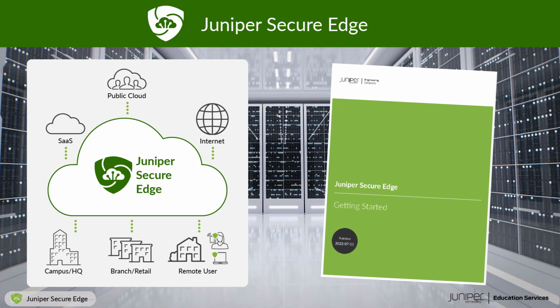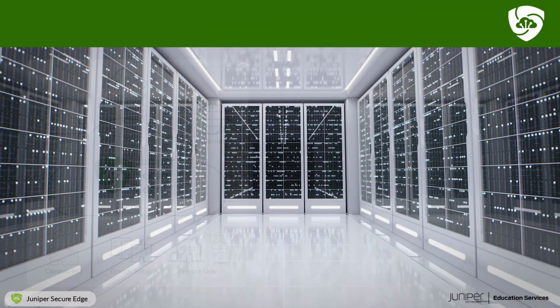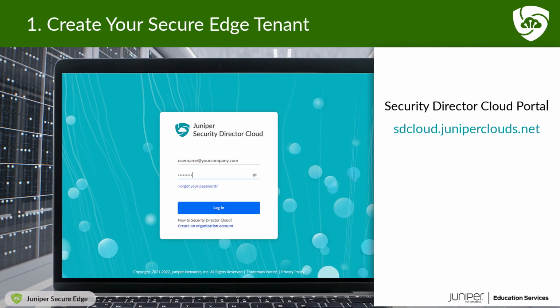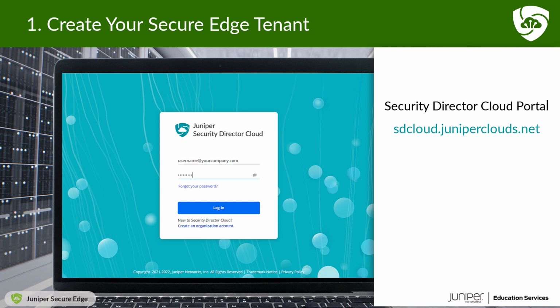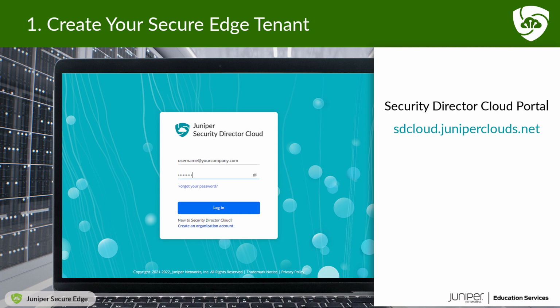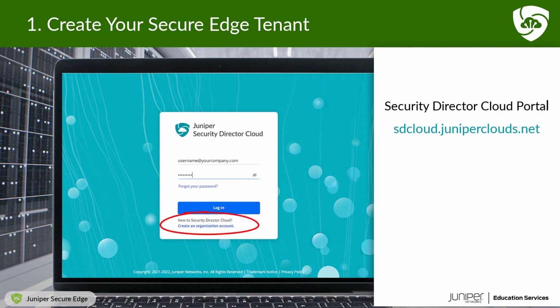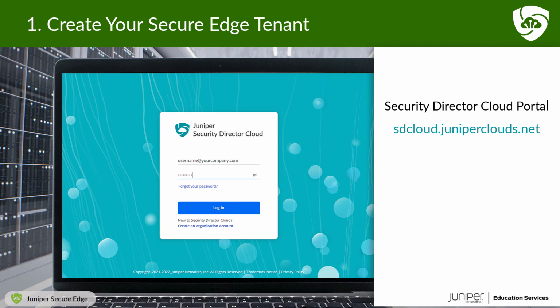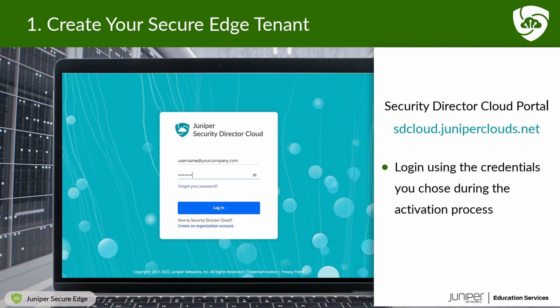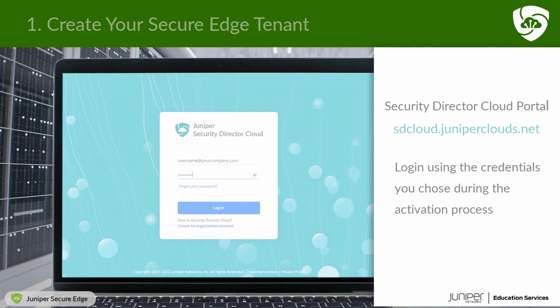Now, here's a brief overview of the steps involved. First, create your Secure Edge tenant. Log into the Juniper Security Director Cloud portal at the address shown. If you do not have a login, you can create an account from the Create an Organizational Account link on the login page. Once your account request is approved, log in using the credentials you chose during the activation process.